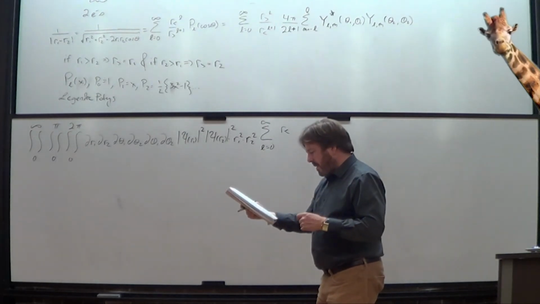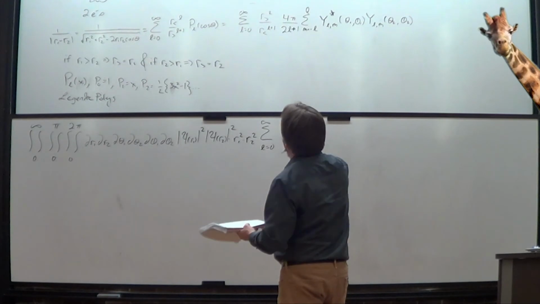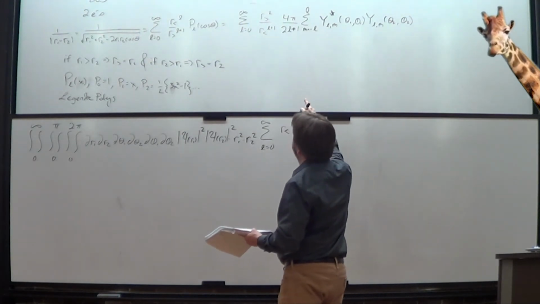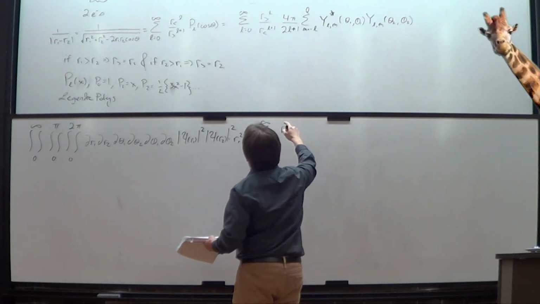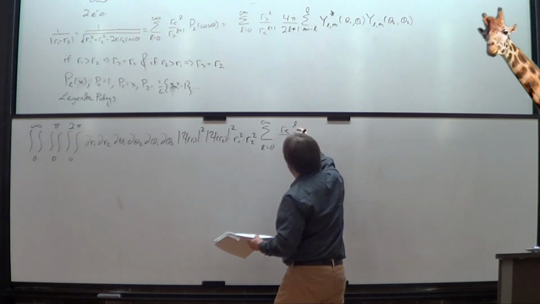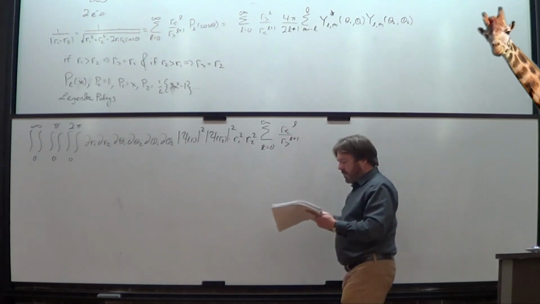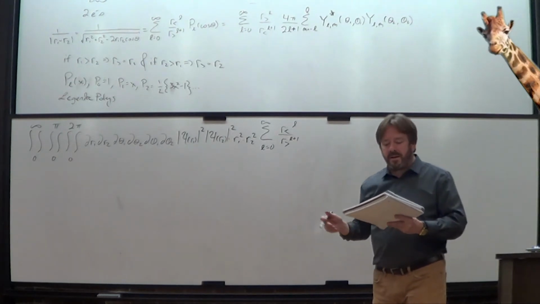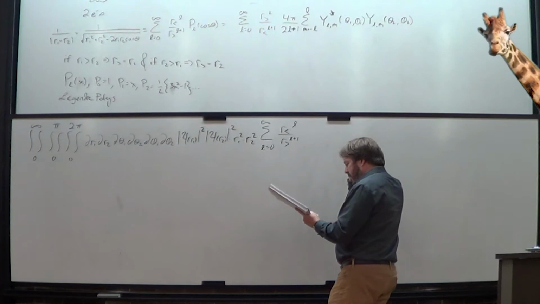Did I put R? Sorry, when I first wrote that, it's R less than. You see up there, I wrote that wrong. It's R less than. R less is on top, R greater is on bottom. I messed that up when I was talking about the spherical harmonic addition theorem.